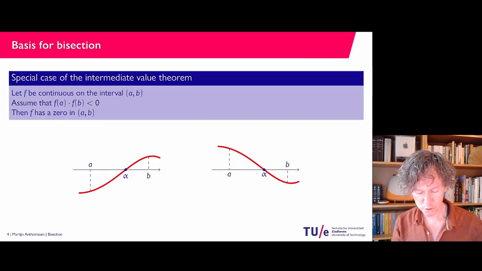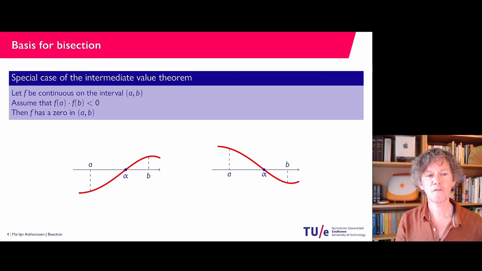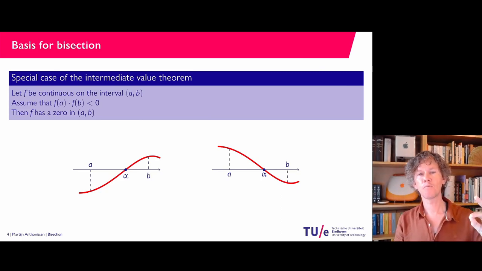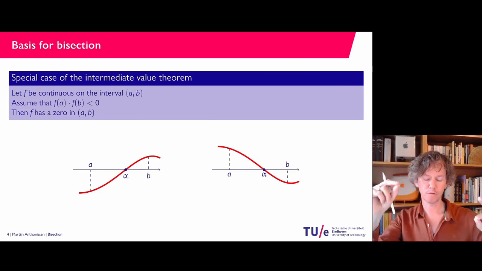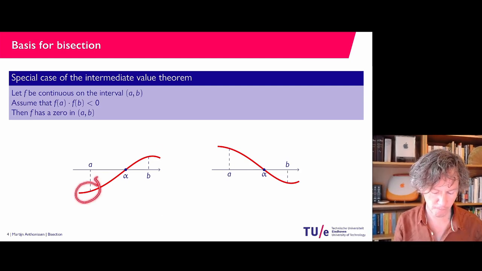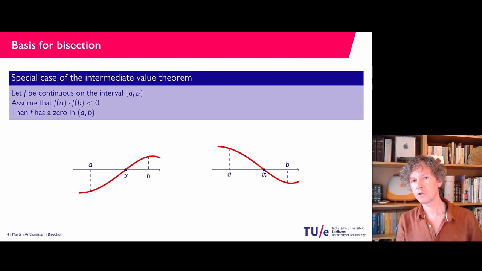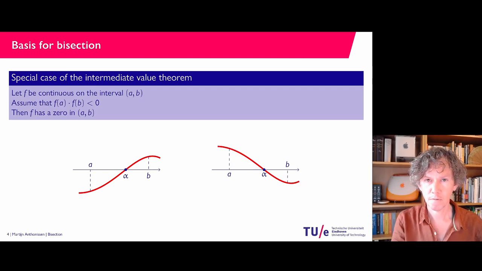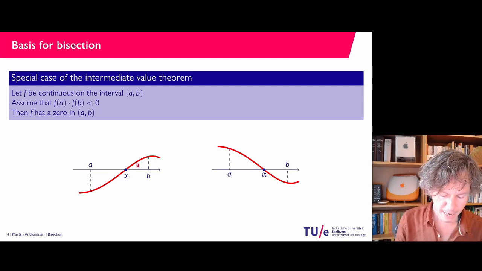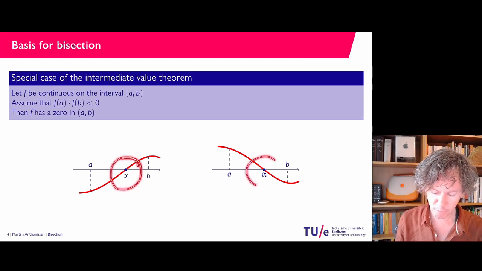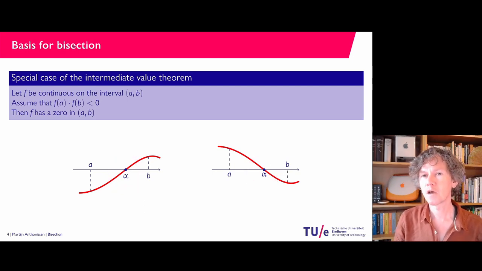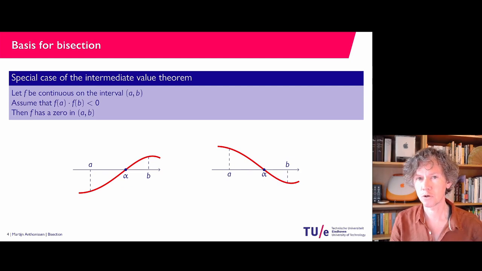As a special case, you could imagine that if the function is negative at one end of the interval and positive at the other end, so here it is negative at a and positive at b, or the other way around, so here positive at a and negative at b, then if it is a continuous function, it has to cross all the intermediate function values, y values, in particular zero. So zero is in between there. So it means that your function has a zero in the interval. There is an alpha, at least one, that can be multiple, for which f(alpha) equals zero.